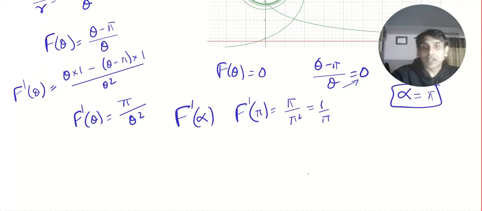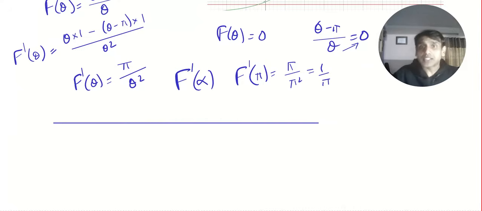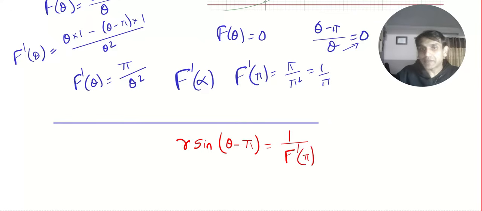Okay, now the last step. What's the last step? Can you tell me? Okay, the required asymptotes are, but here we got only one value for alpha, so the required asymptote is r sine (theta minus alpha). What is alpha? Pi is equal to 1 by derivative value at pi. So just plug in the values.